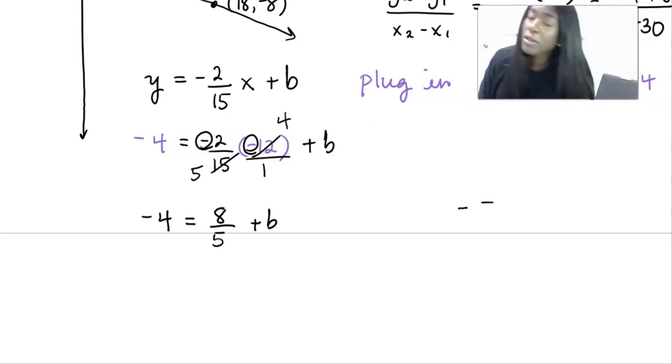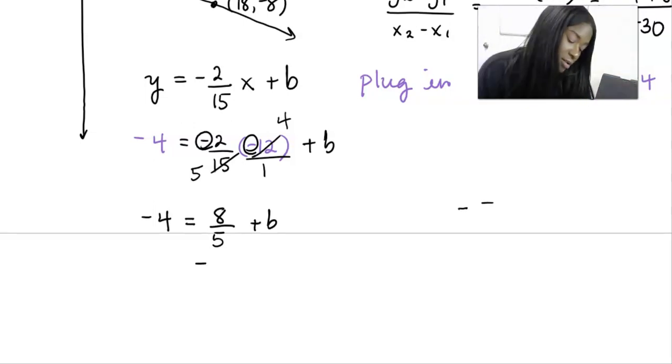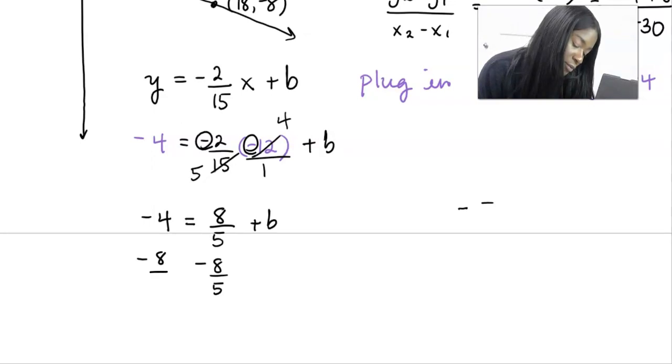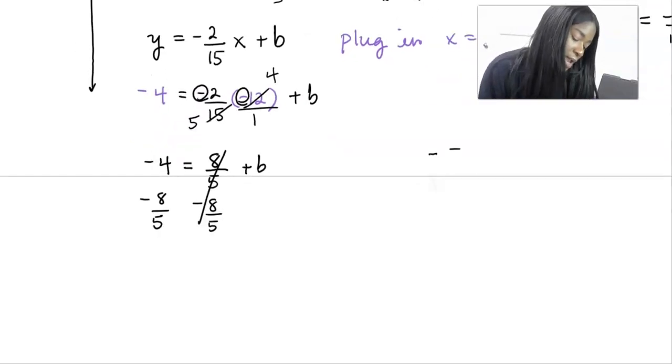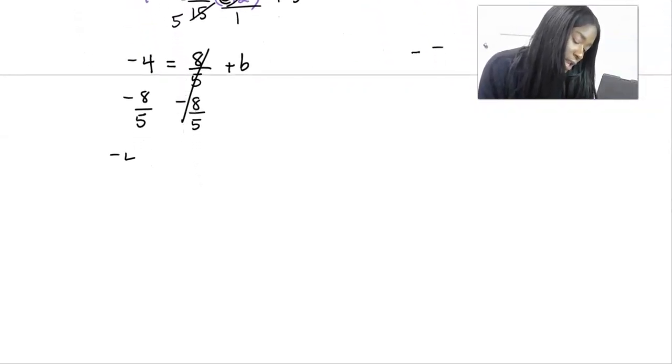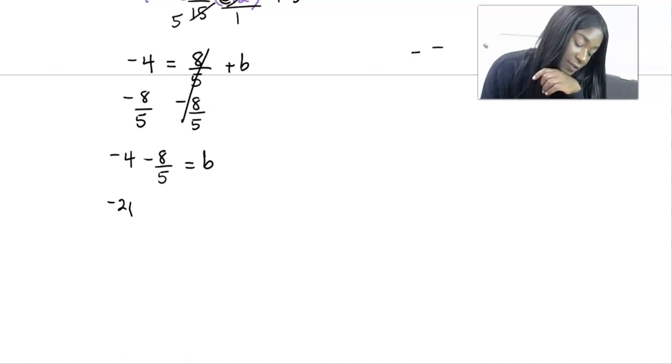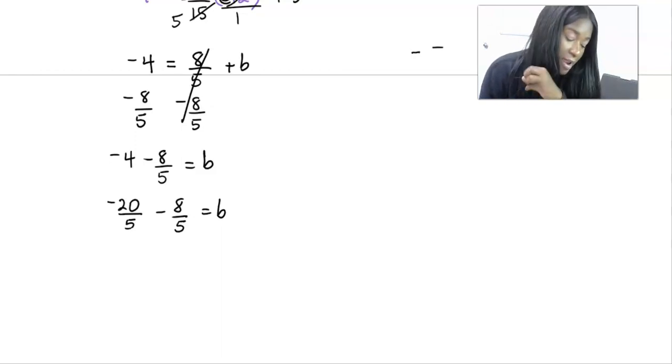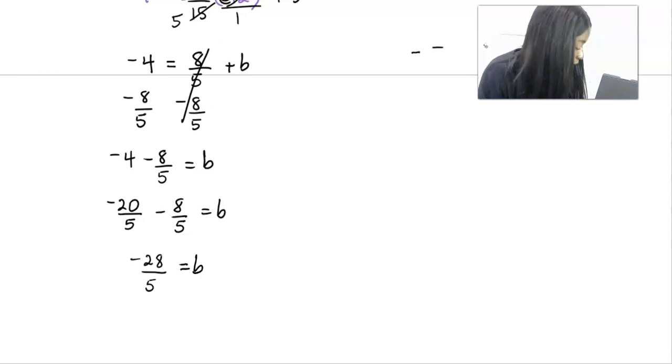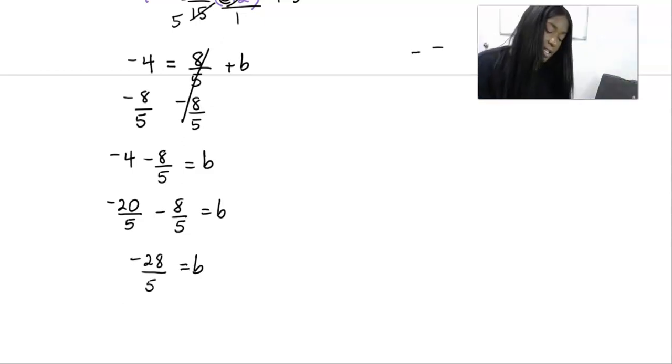Now we can continue to solve for b. I'm going to subtract 8 over 5 from both sides of the equation. So I have -4 minus 8 over 5 is equal to b. I'm going to rewrite the -4 as -20 over 5 because I need to have a common denominator in order to combine those fractions. And now I can combine them to get that b is equal to -28 over 5, which is correct.